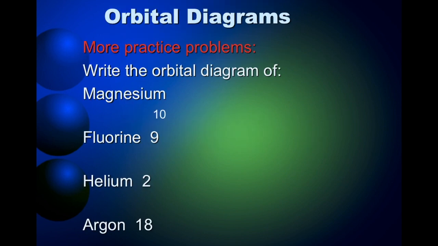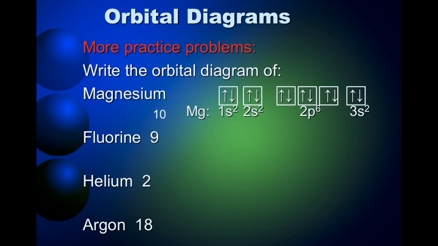Okay, now we'll do some more orbital diagram practice with the same elements that we drew electron configurations for just a couple slides ago. First of all, magnesium. If you want, it might be a good idea to write the electron configuration first, and then you can just write the diagram underneath. Again, the superscripts aren't necessary, but I think it helps to show how many electrons you need to put. So here's the diagram for magnesium. We've got 1s2, 2s2, 2p6, and then 3s2 for 12 electrons total.